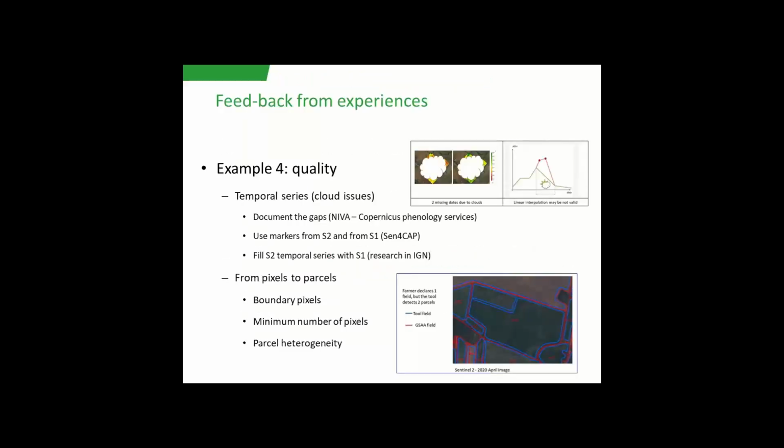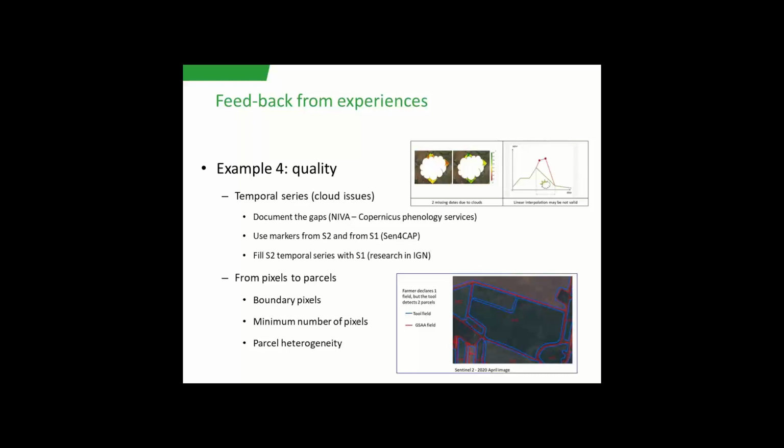The last example that I will provide is about quality. We have tried to see all the factors that may influence the quality of Earth observation monitoring just regarding the input data. So there are two main factors: the temporal series, due mainly to the cloud issues. So for instance, you can document the gaps.